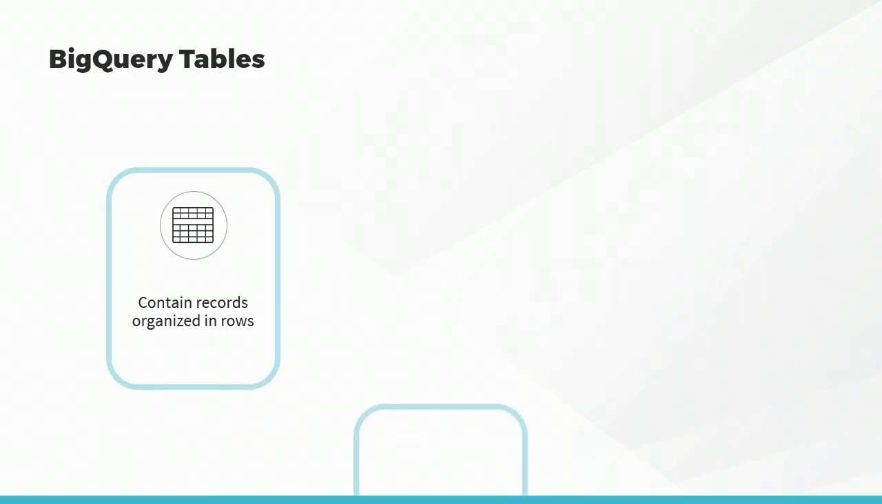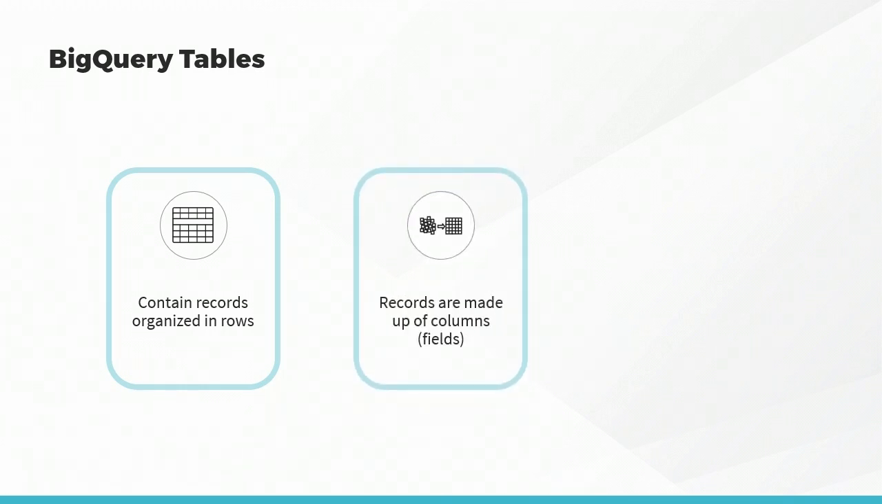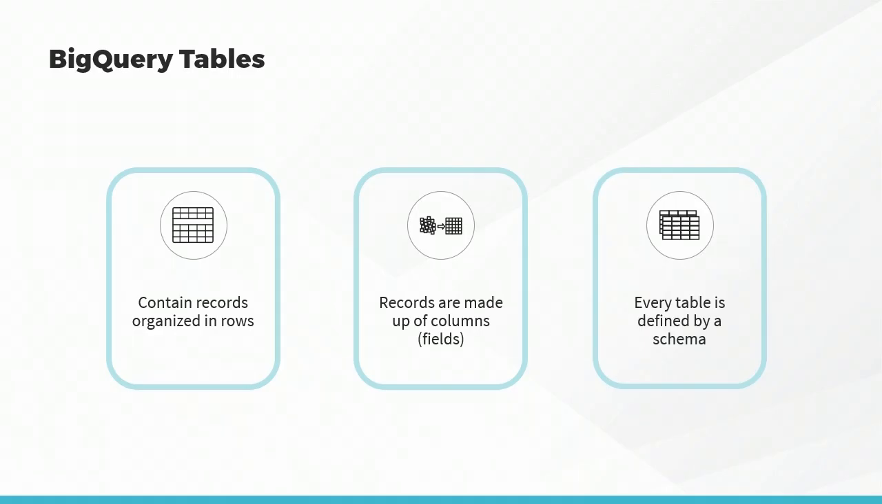In this video, I'm going to describe the structure and use of tables and views in BigQuery. So let's understand exactly what a BigQuery table is. A BigQuery table contains records, and they're organized into rows. Each record has a set of columns, sometimes referred to as fields. Every table is defined by what's known as a schema, and this describes the column names, the data types in each column, and other metadata information about the table.